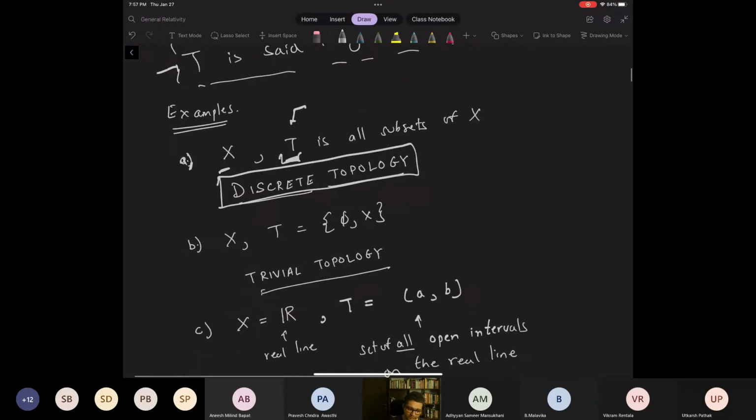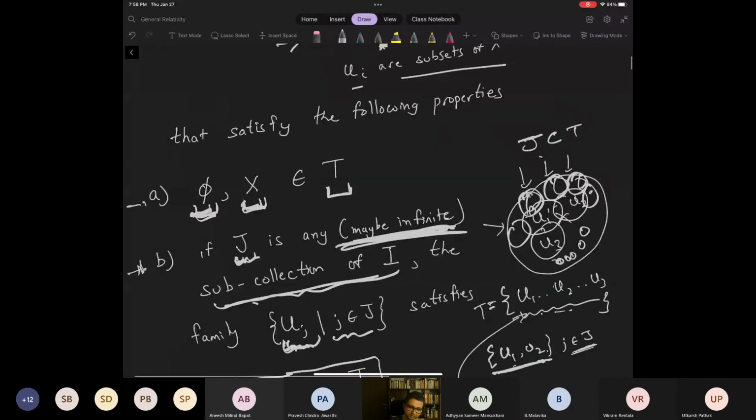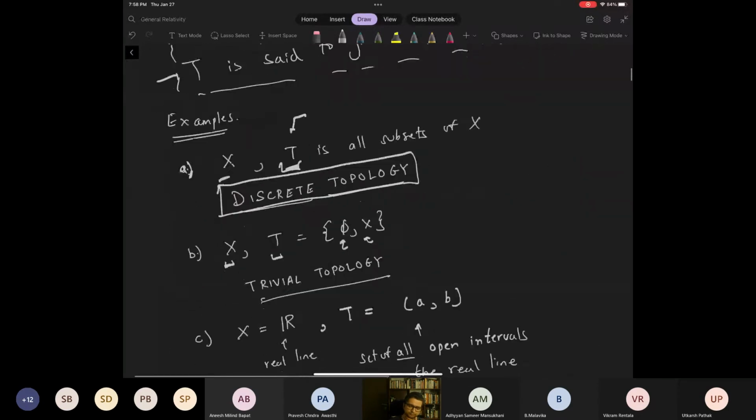Then another topology that you can have is: X is a set, and T only contains two subsets. It contains phi, the null set, and it contains X. This is necessary by the first condition. It should contain phi and it should contain X. And this is called a trivial topology.